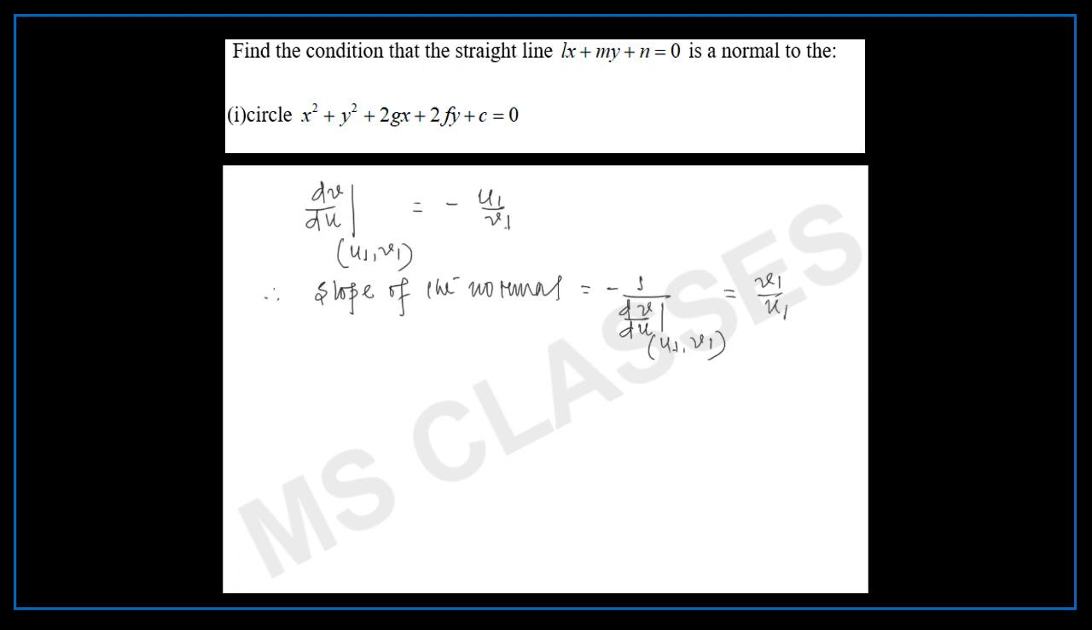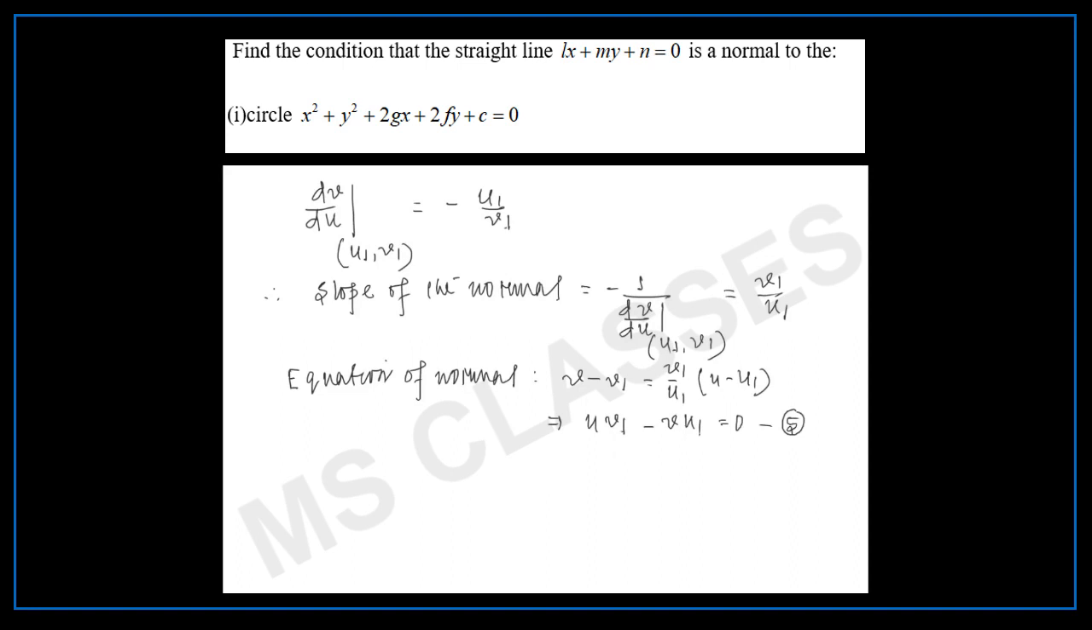Now after we have got the slope of the normal, we can find the equation of the normal. The equation of normal is given by v − v1 = (v1/u1)(u − u1). Now this we simplify and we get u·v1 − v·u1 = 0. And this we mark as equation 5.